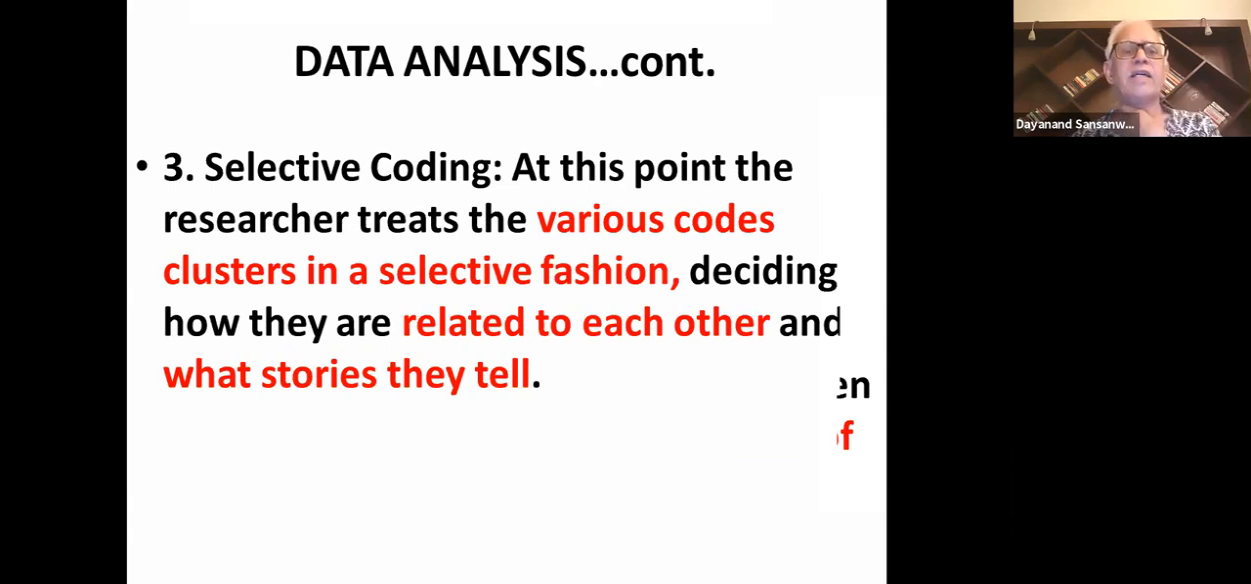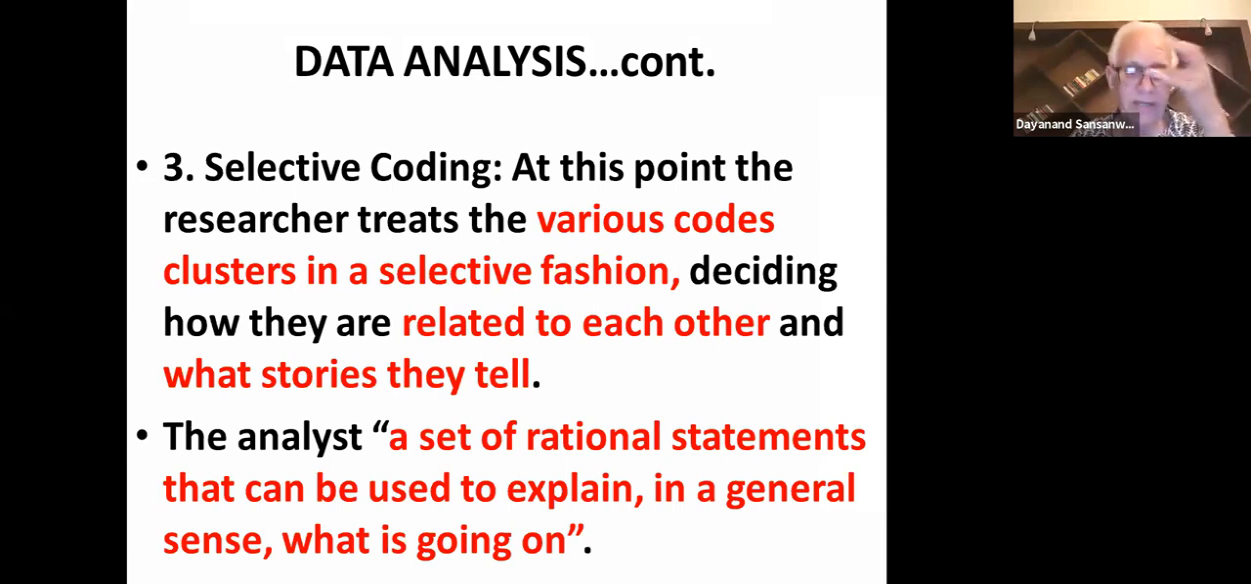And the third is selective coding. In this one, the researcher treats various code clusters in a selective fashion, deciding how they are related. You see the relationship, and then you may like to tell the story by connecting the dots and making a theory. Once you come up with a theory, a story type of thing, that story is your real finding. And therefore, once you do selective coding, it comes up with a story that you can narrate, that you can tell. And that is the finding.